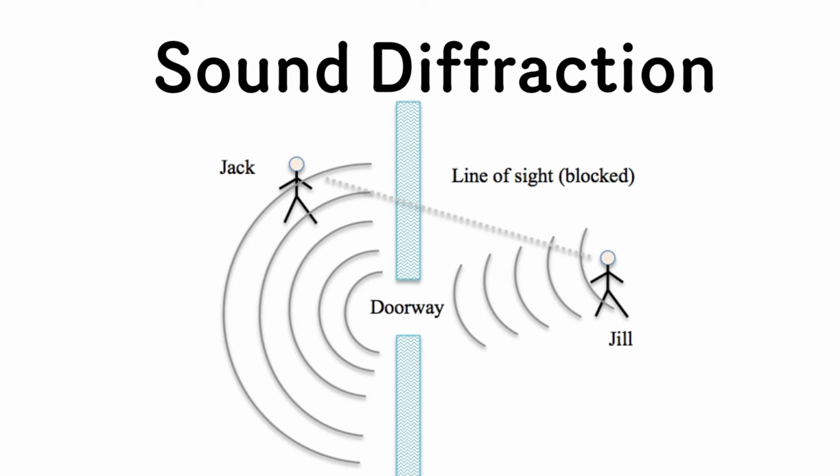We are able to hear lower frequencies around a corner because longer wavelengths refract or bend more easily around objects than short ones do. So in other words, if something's a little bit lower in tone, you're more likely to hear that than something higher in tone. So now you know how to explain what it is.